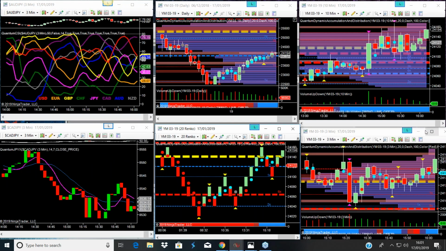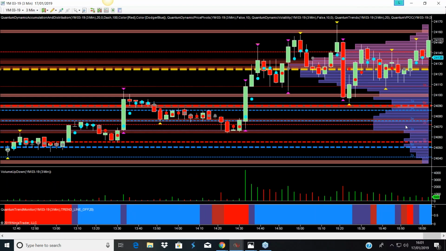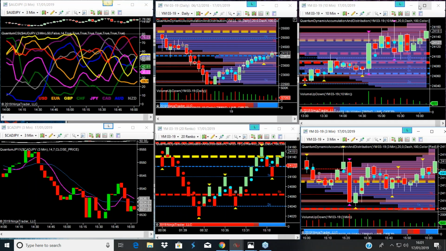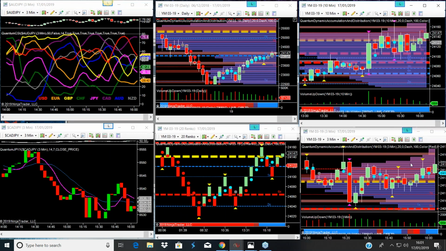And just to confirm how sluggish it is at the moment, on the 3-minute you've got the VPOC here, although the price action is slightly above it, which is encouraging. And on the 10-minute, it's just above here as well. Really, we have to wait. There is nothing more that we can do. When markets are like this, we need patience.